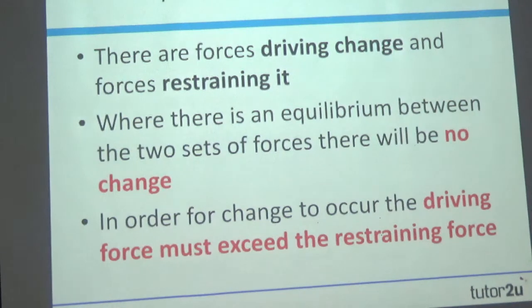So the key output from the model is to try to see what the difference is between the two forces. If they are in equilibrium, there'll be no change. However, if it's possible to find a way of making the driving force greater than the restraining force, then change and change management programs are more likely to succeed. And of course, the key outcome is that what management have to do is to try to reduce the forces that are resisting change.